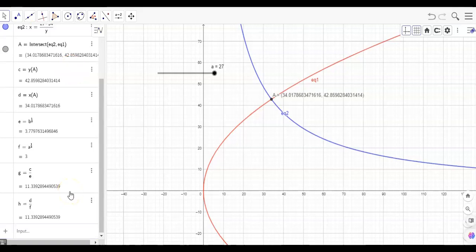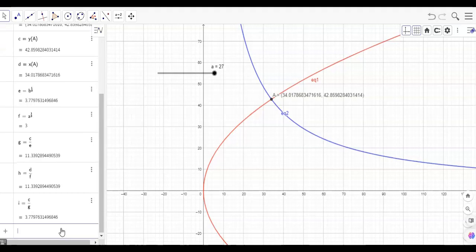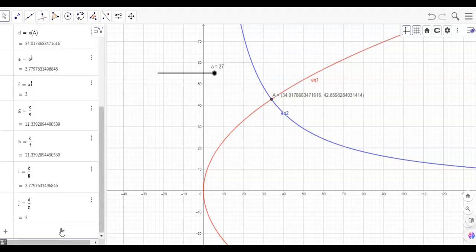Now, let's reduce the ratio of the geometric means by dividing x and y by the common factor g or h. So, let's use g. So we type c divided by g and d divided by g. What are we getting? Yes, you are correct. We are getting the side lengths.